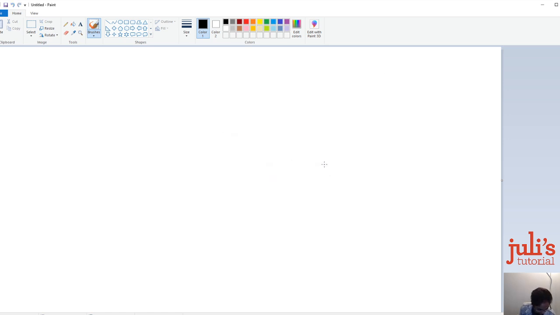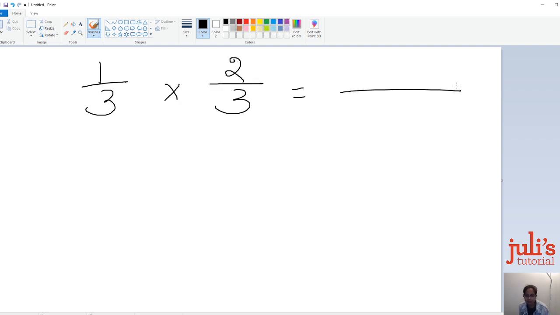Next, I guess I wrote number 4 twice. 1/3 times 2/3. So now we're doing multiplication. Multiplication of fractions is very easy. We multiply the top, our numerator, and we multiply the bottom, our denominator. So 2 times 1 is 2. 3 times 3 is 9. 2 over 9. Next question.